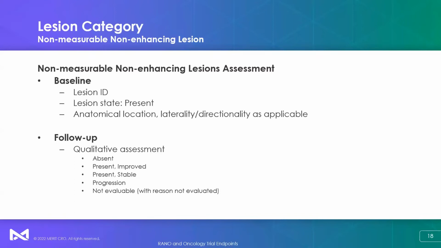At baseline, we'll be recording the lesion ID with the annotations, lesion state, and then the location, laterality, or directionality. Upon follow-up, this qualitative assessment will occur practically the same way, with the same delineation: absent, present improved, present stable, unequivocal progression, or not evaluable with the reason not evaluated.